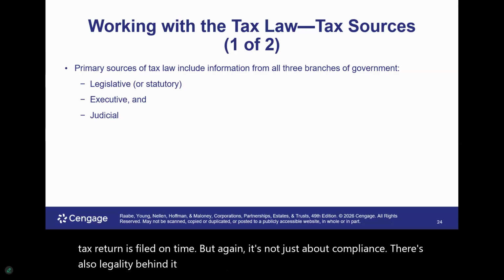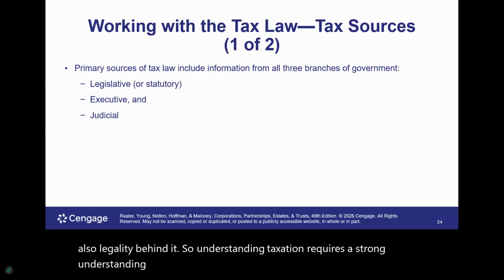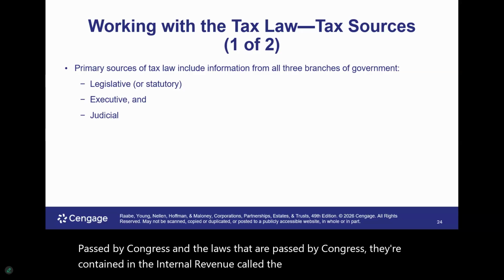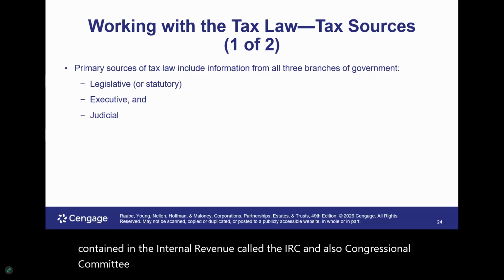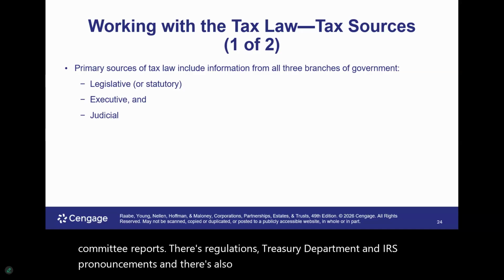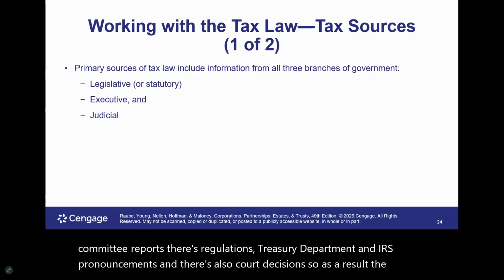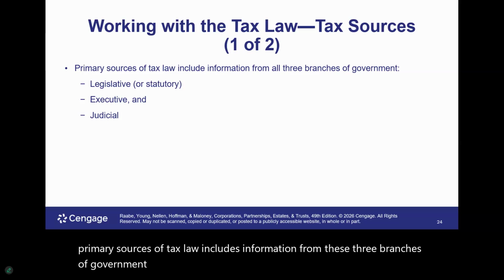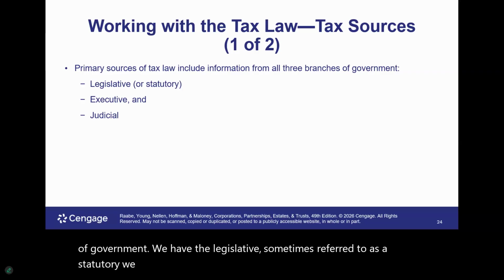So understanding taxation requires a strong understanding of the sources of tax law. These sources include laws that are passed by Congress, and the laws passed by Congress are contained in the Internal Revenue Code, the IRC, and also congressional committee reports. There are regulations, Treasury Department and IRS pronouncements, and there are also court decisions. As a result, the primary sources of tax law include information from three branches of government. We have the legislative, sometimes referred to as the statutory, we have the executive, and then we also have the judicial branch.